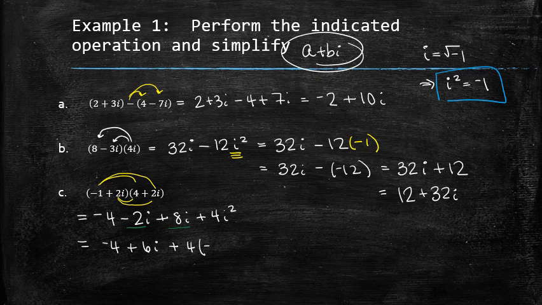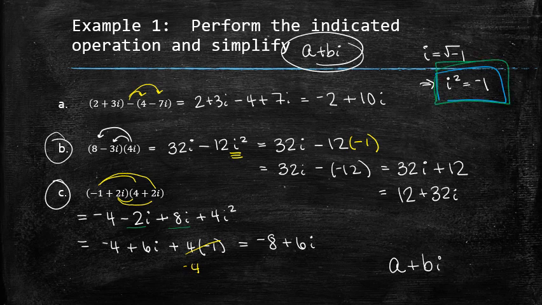If you remember, i squared is equivalent to -1. So we really have a minus 4 here at the end. Add the real parts together. So -4 plus -4 is -8. And then we still have the plus 6i. So again, this answer is in standard form. So that looks like a plus bi. After you multiply like we did in parts B and C, if you come up with an i squared term, you need to replace i squared with -1 and continue.